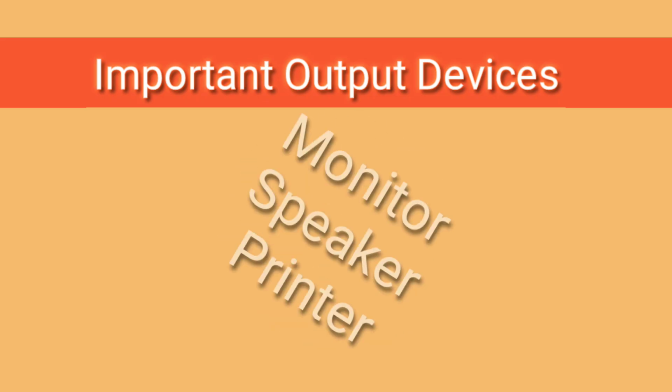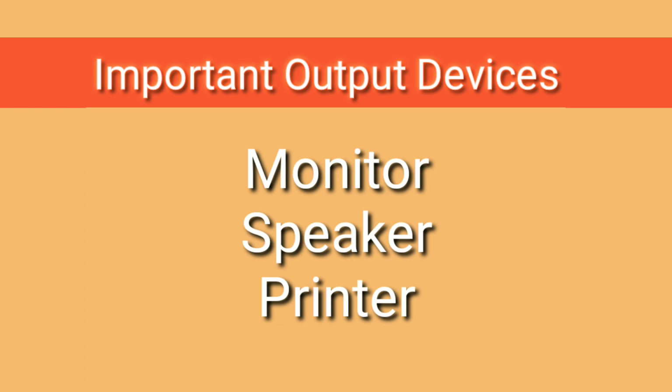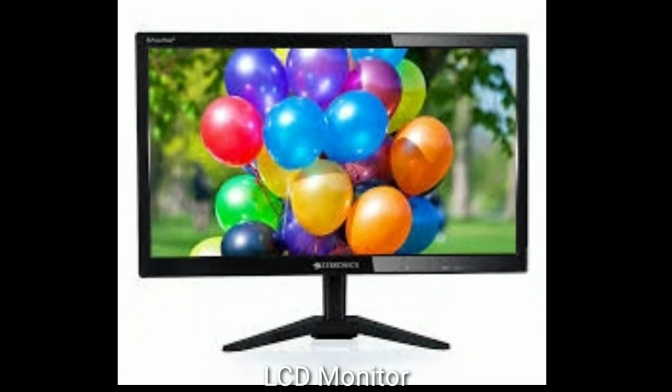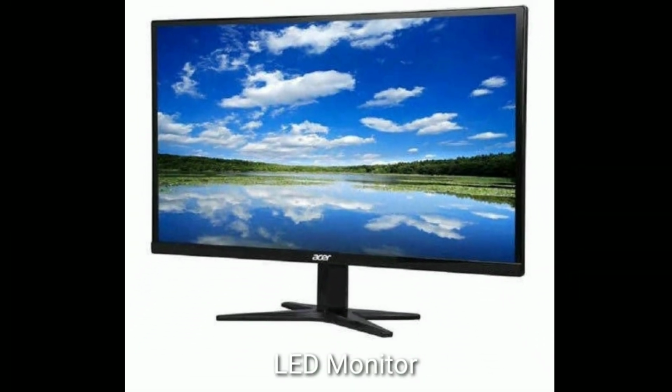Output unit. The output devices are used to get the output or results from the computer, maybe pictures, sounds, printouts, etc. The important output devices are monitor, speaker, and printer. Monitor. It is the visual display unit of a computer. It shows the work done by the computer. There are three types of monitors: CRT monitor, LCD monitor, and LED monitors.